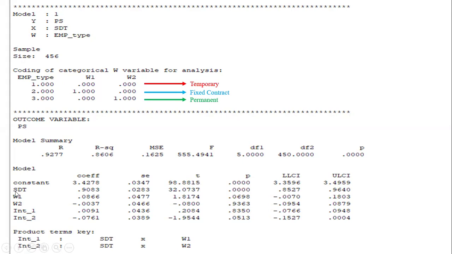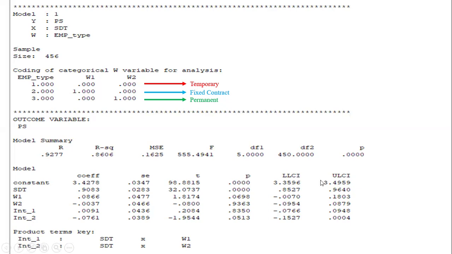So when we are seeing the interaction of SGT with W2, it is showing a negative and significant impact, with the p value equal to 0.05, and t value approximately 1.96. So it is basically a significant impact, and the negative value shows that it will reduce the impact of SGT on PS. So the interaction term of SGT W2 basically reduces the impact of SGT on PS. This is what we conclude from here.